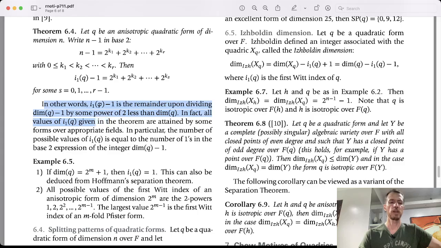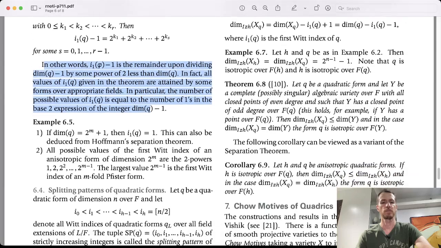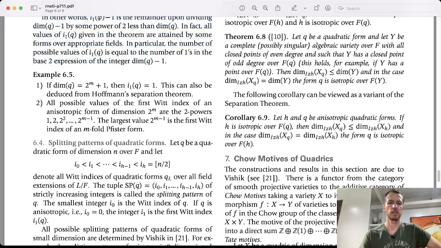In fact, all values of the first Witt index of Q given in the theorem are attained by some forms over appropriate fields. In particular, the number of possible values of the first Witt index of Q is equal to the number of ones in the base 2 expression of the integer dimension of Q minus 1. Oh, that's interesting. It's not every day that you see bases occur in this type of mathematics.